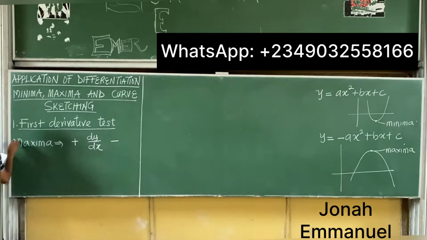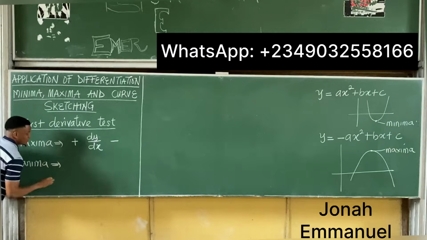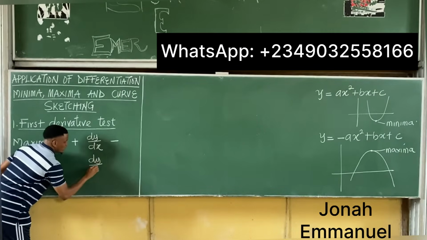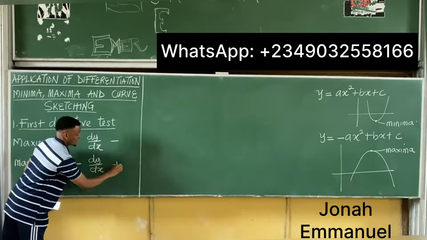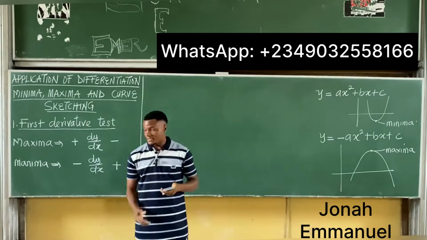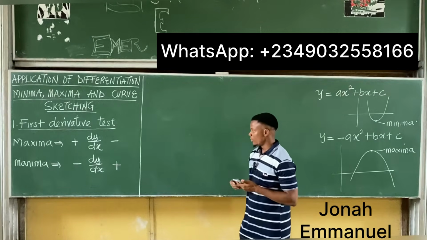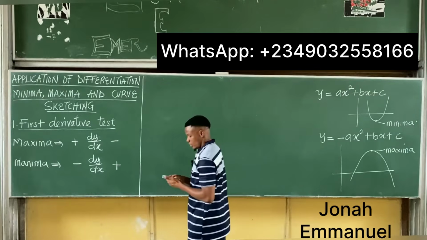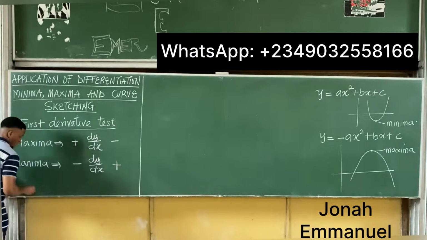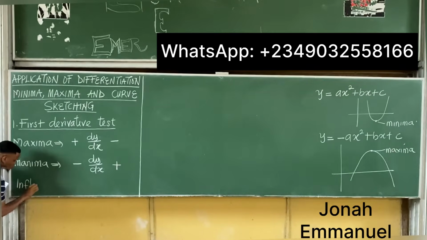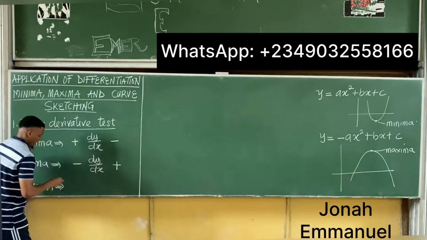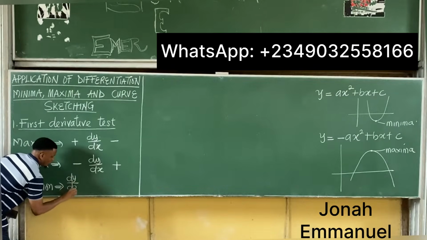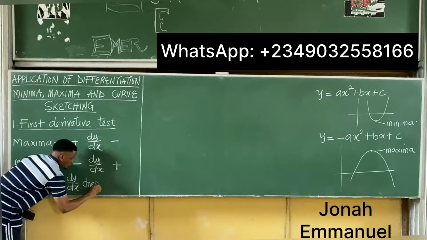Also, note, this is note number one. Note number two, that for a minima or minimum point, dy over dx is negative on the left hand side and positive on the right hand side. Right, so this is the condition for a minimum point or a minima. Also, there's a third point called point of inflection. For point of inflection, dy over dx doesn't change sign.